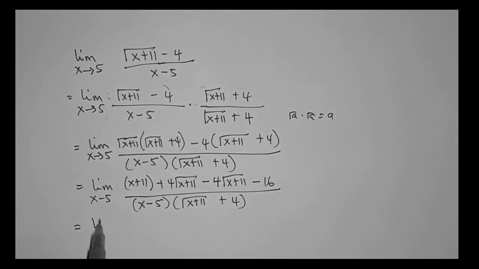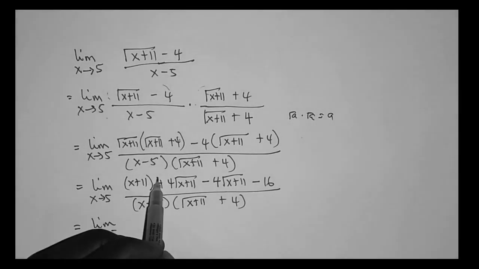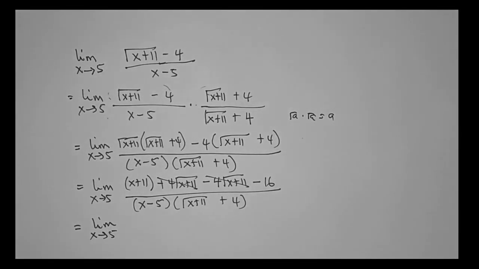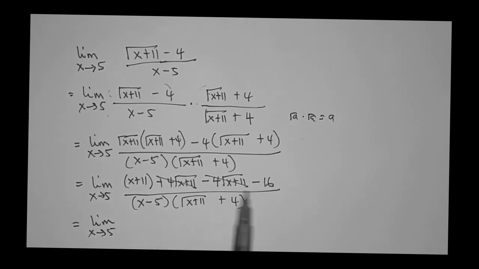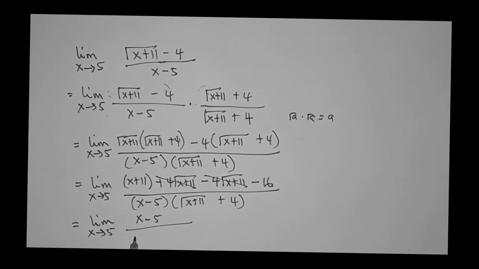So this is equal to the limit as x approaches 5. Now you see that this and this can cancel out. So we are only going to be left with x plus 11 minus 16. So what is 11 minus 16? It is minus 5. So this one is (x minus 5) divided by (x minus 5) in one bracket times (root of x plus 11 plus 4).